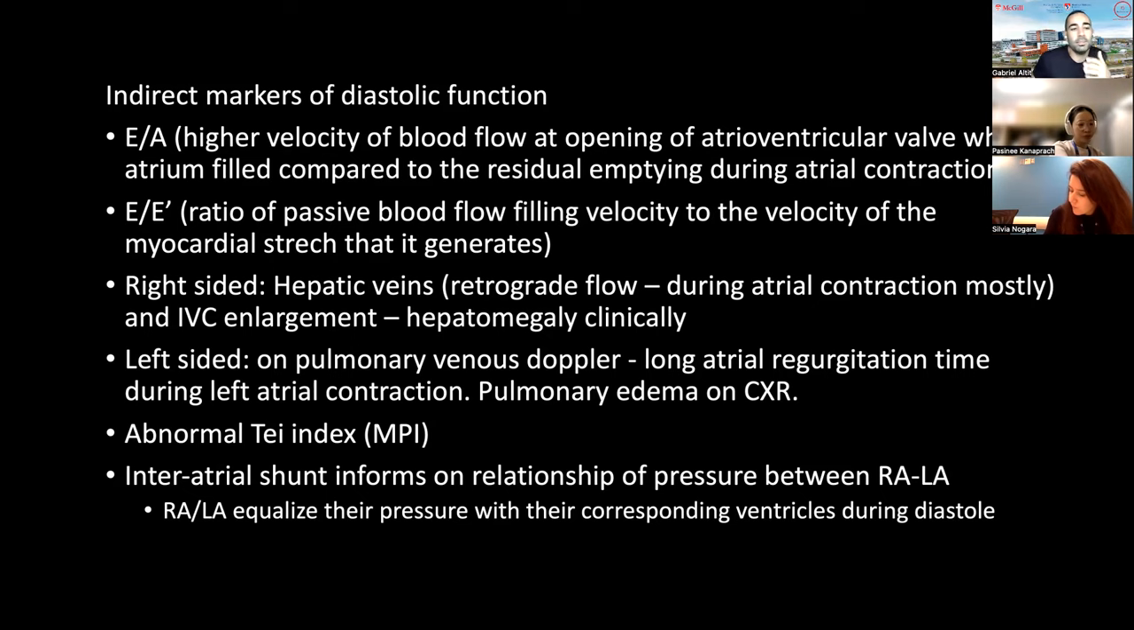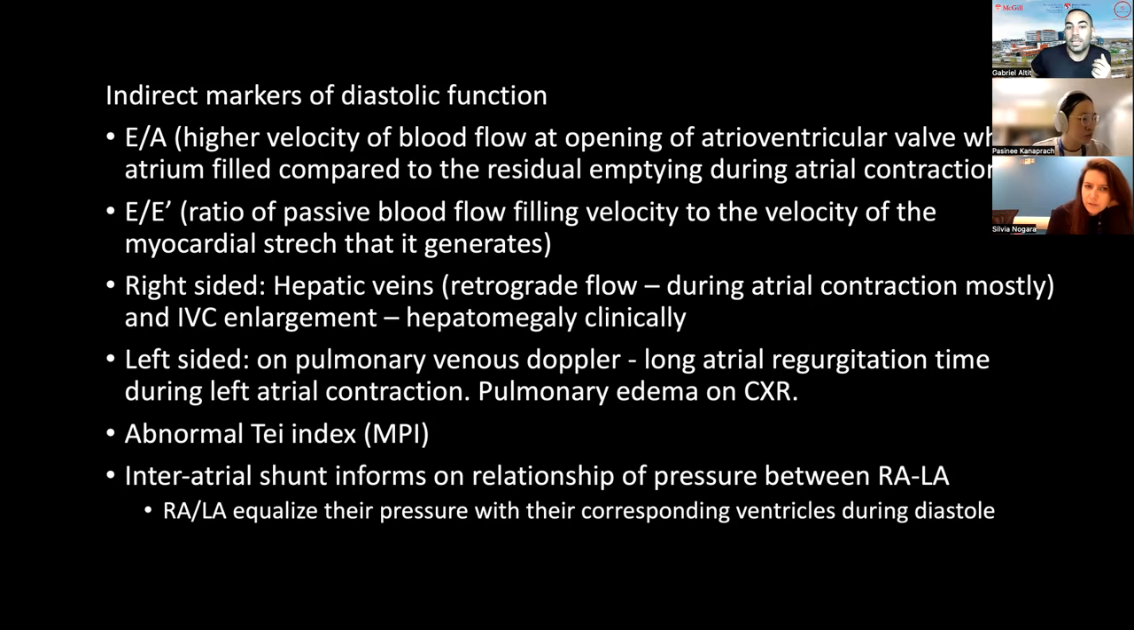Other indirect signs that there might be diastolic compromise appear when you look at the venous return in the corresponding atrium. For example, if you have high right-sided atrial pressure, which often reflects right ventricular diastolic dysfunction, the veins are going to have difficulty draining into this right atrium. So you're going to start seeing a bit of retrograde flow in the hepatic veins or retrograde flow in the IVC or SVC. Your IVC is going to start becoming enlarged. If you have an atrial shunt, you're going to start to see right to left atrial shunting.